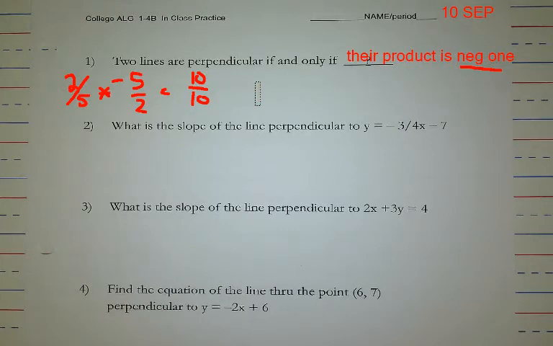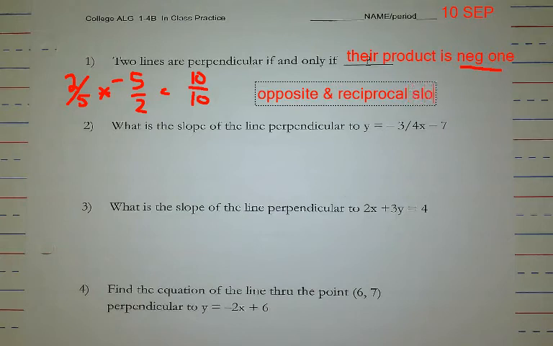Can we write it all there? Yeah, opposite and reciprocal slope. So, for two slopes to be perpendicular, they have to be opposite and reciprocal. So, if we look at this one, just for an example, what would be the perpendicular slope? Think about it.